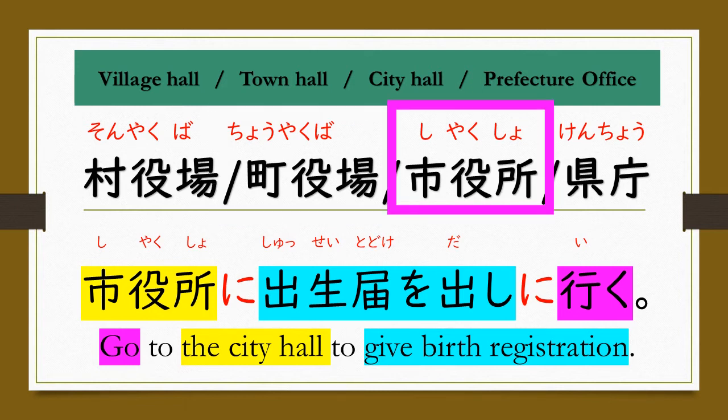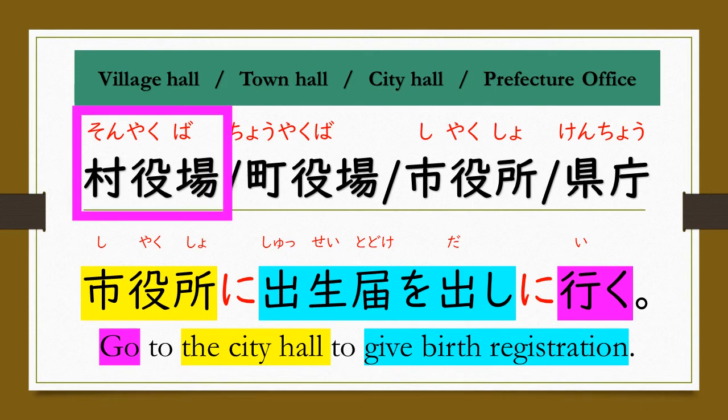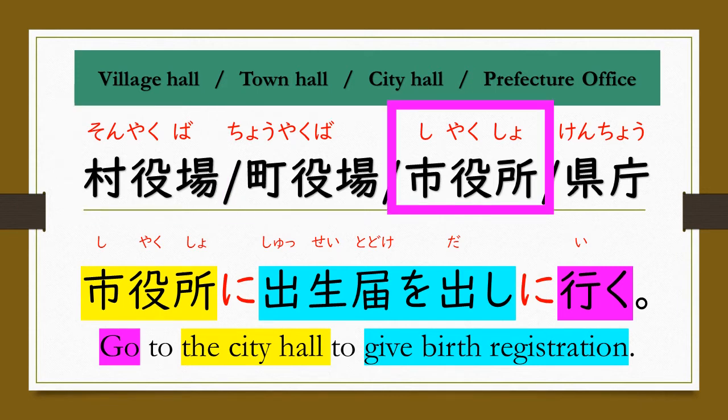Prefecture office, 県庁. These are the places that you are going to do all the paperwork or all the services that you can get. So important to know those places in Japanese. 村役場、町役場、市役所、県庁。Example. 市役所に出生届を出しに行く。I'm going to explain the grammar point here.